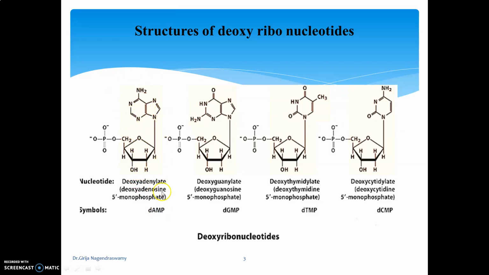In dAMP, nitrogenous base is adenine. In this case, base is guanine. In this case, base is thymine. Here it is cytosine. In all the four deoxyribonucleotides, sugar is deoxyribose.